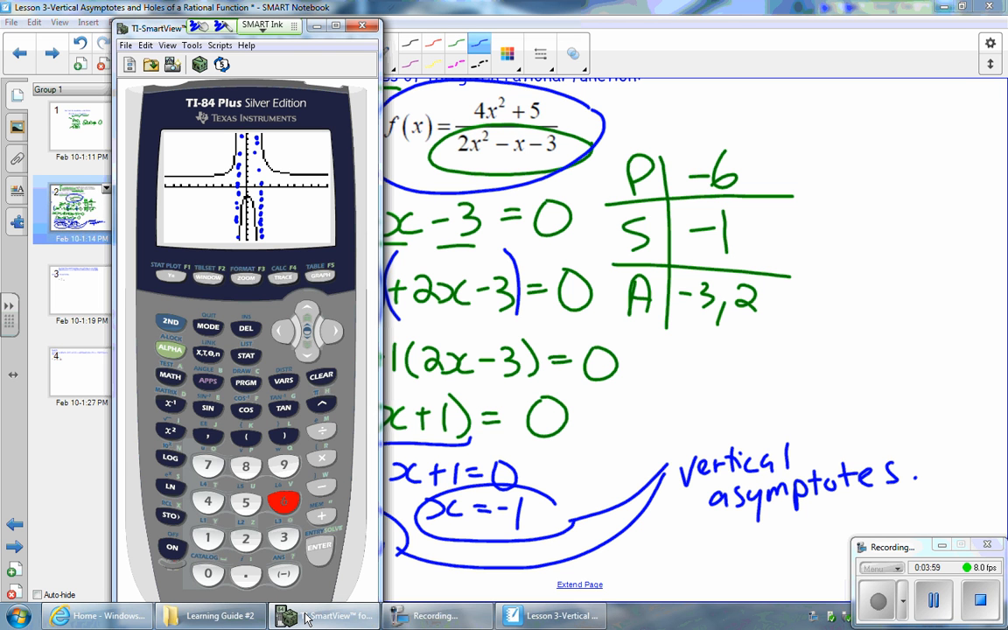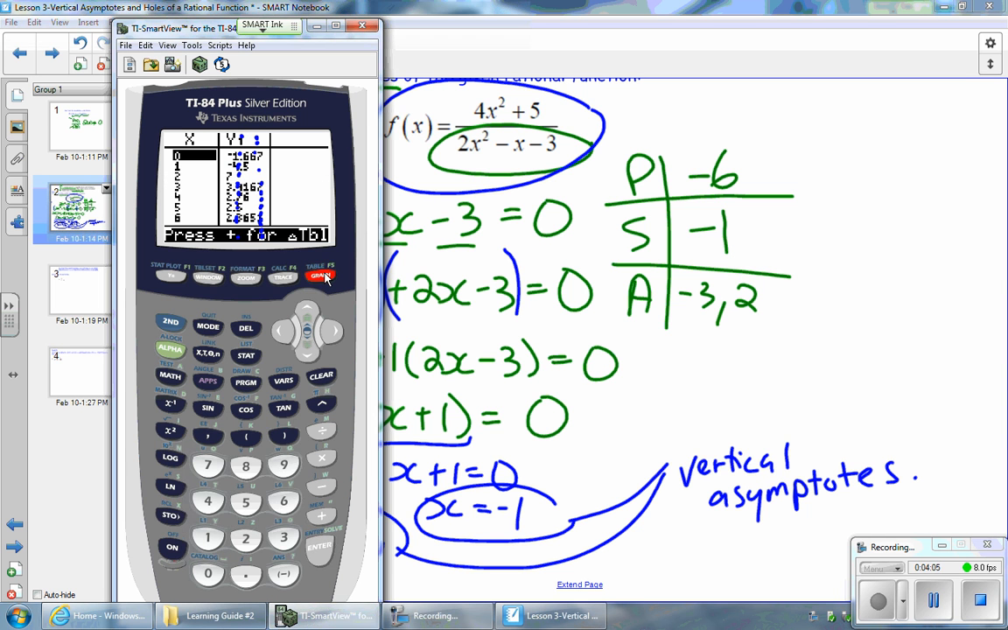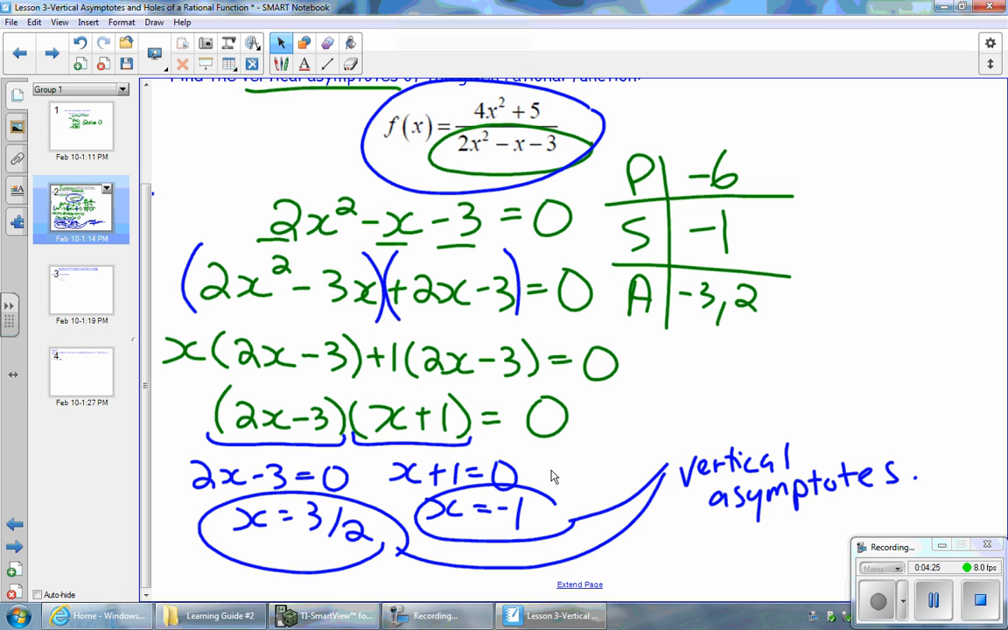Another way to check is to actually go into the table. Okay, so go into the table. I'm going to erase this here. Notice go to x is equal to -1. Notice right there, this is an error. That means there is no y value where x is equal to -1. In other words, the graph is not defined at that point. So there is an asymptote there. So that's how you find the vertical asymptotes of a rational function.